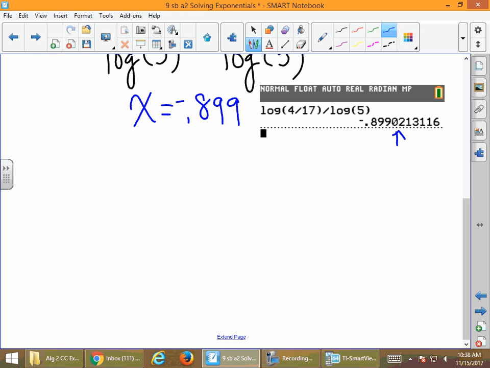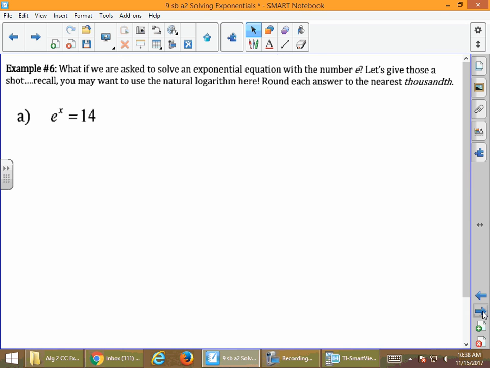The key for solving more complicated logarithms is that we isolate the variable. The last type of problem here that we need to deal with is, what do we do when we have an e in the problem? And it says, what if we were asked to solve an exponential equation with the number e? Let's give those a shot. Recall you might want to use the natural logarithm here. And if you did do problems 10 and 11 on the previous practice, this is where it comes into play.